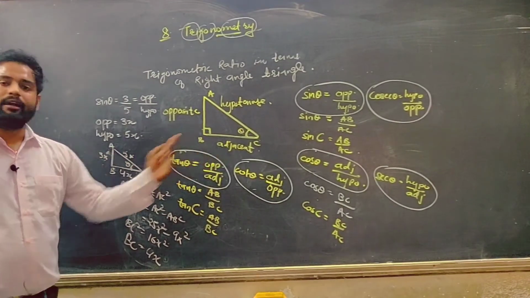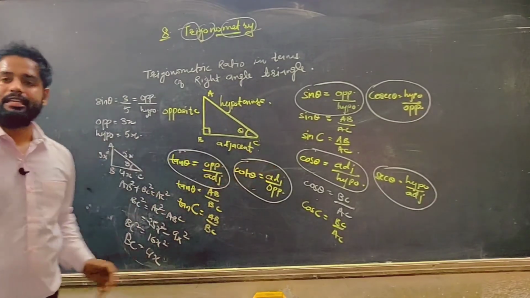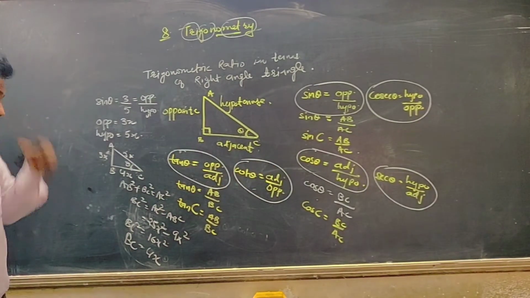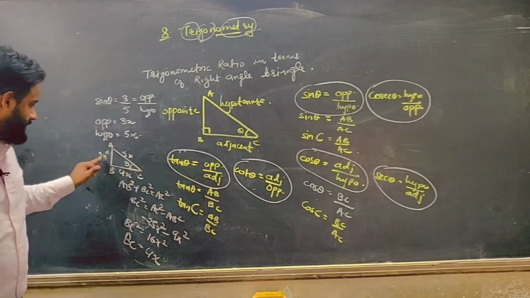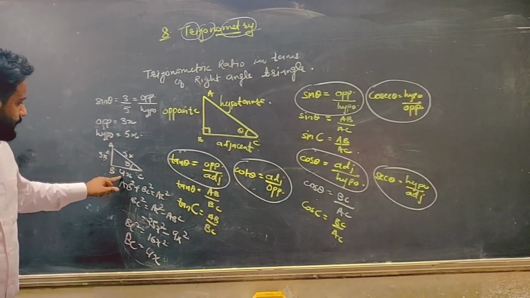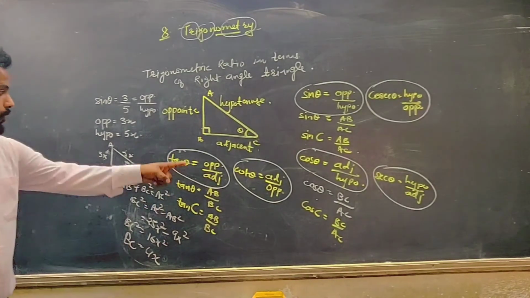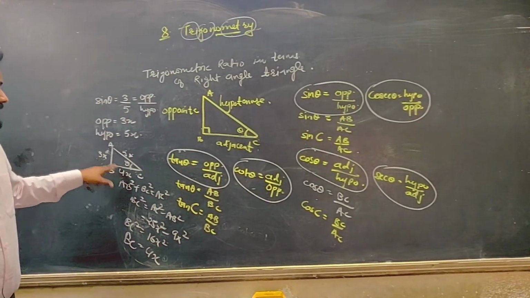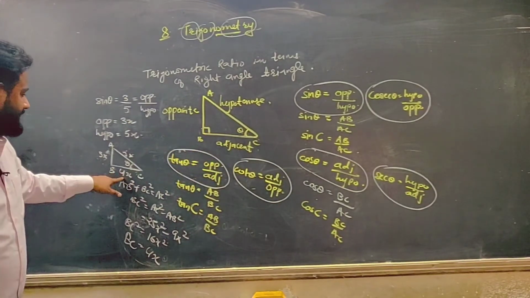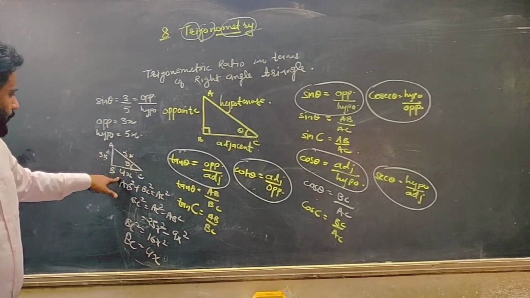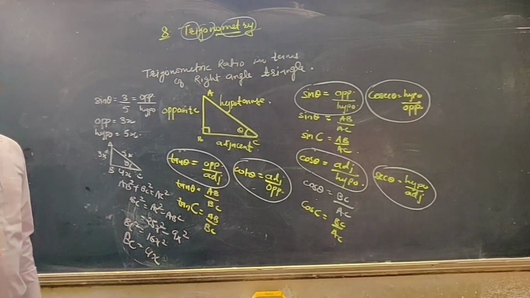I can find all the trigonometric ratios by using this formula. For example, if I have to find tan theta, tan theta is nothing but opposite upon adjacent, that is 3x upon 4x, which will give you 3 by 4. Cot theta, adjacent upon opposite, 4x upon 3x, that is 4 upon 3. Cos theta, adjacent upon hypotenuse, 4 upon 5, the x's will cancel out.